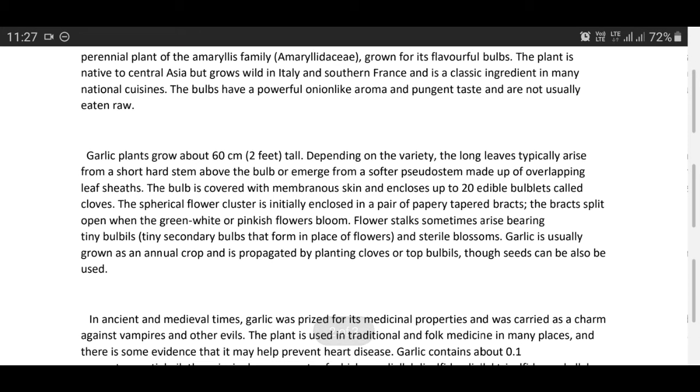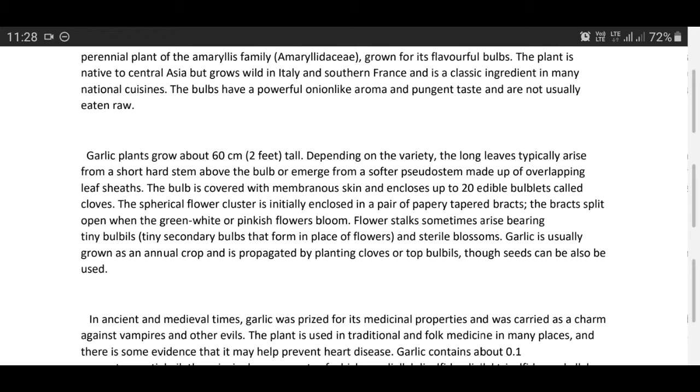Garlic plants grow about 60 centimeters tall depending on the variety. The long leaves typically arise from a short hard stem above the bulb or emerge from a softer pseudostem made of the overlapping leaf sheaths. The bulb is covered with membranous skin and encloses up to 20 edible bulblets called cloves. The spherical flower cluster is initially enclosed in a pair of papery tapered bracts.